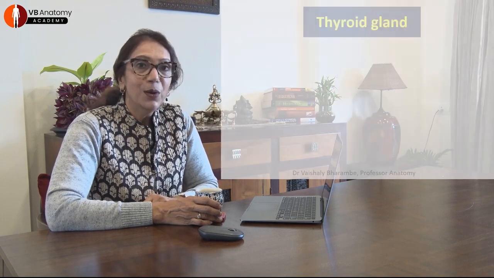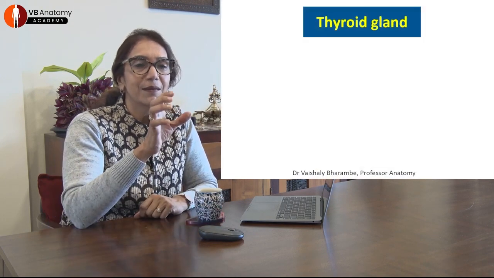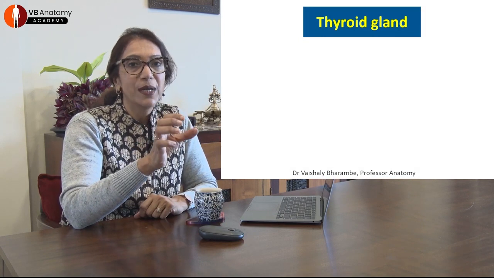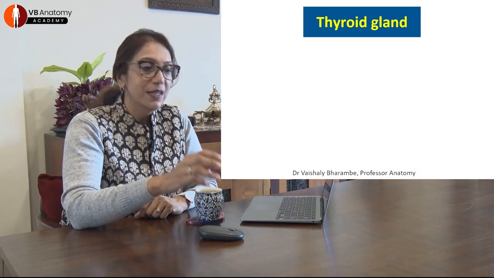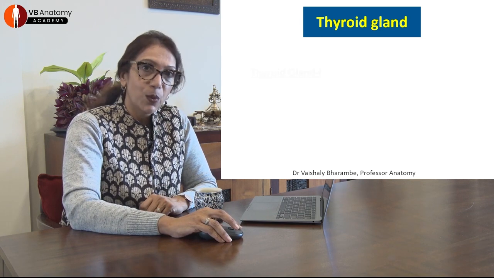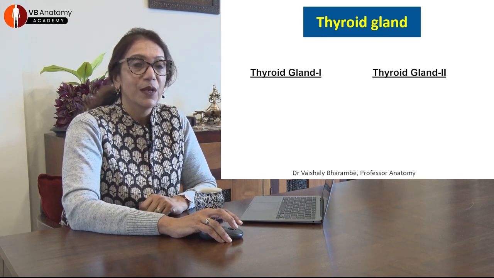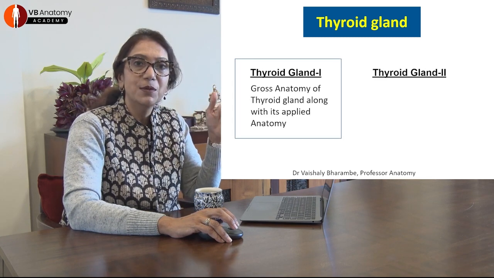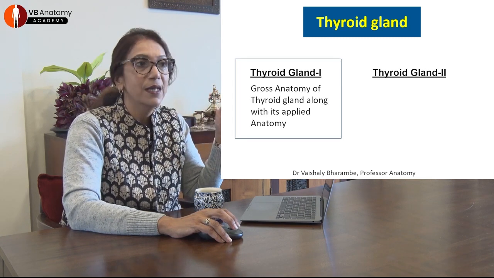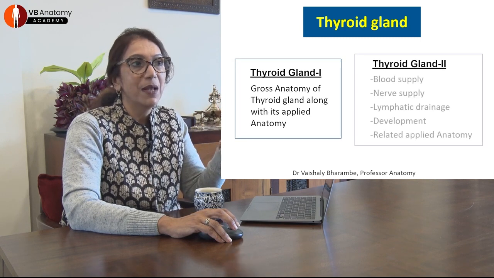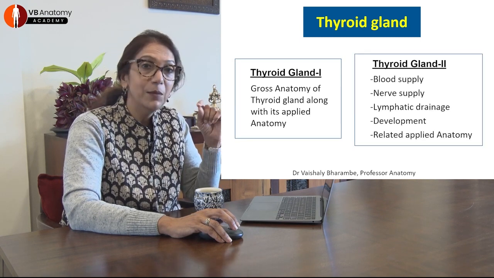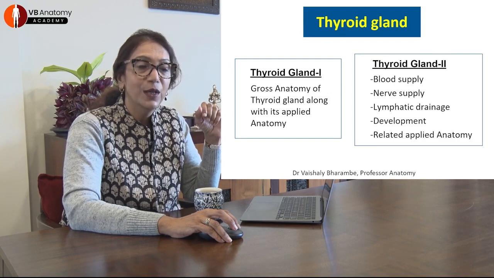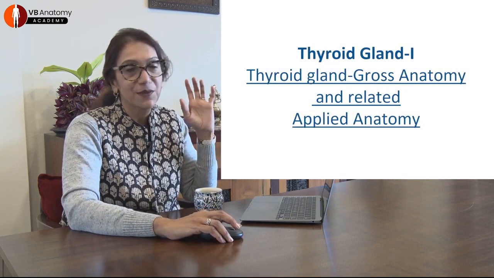Thyroid gland is a topic that's a little long to finish in 20 minutes. So we're going to take it as thyroid gland 1 and thyroid gland 2. In part 1, I'm going to cover the gross anatomy and related applied anatomy. And in part 2, we will be covering blood supply, nerve supply, and a little bit of development as well. So let's begin. Let's introduce the thyroid gland to ourselves in this first lecture.